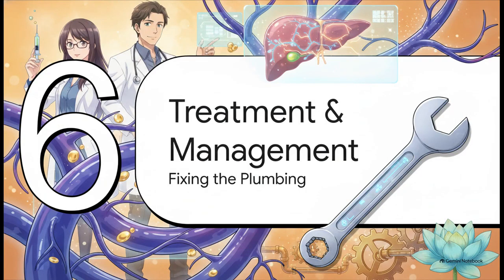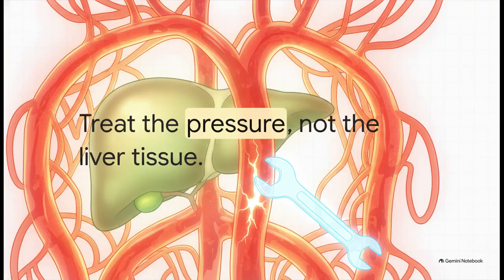Section 6, Treatment and Management, Fixing the Plumbing. All right, once we finally have our diagnosis, how on earth do we manage this unique condition? Here is the absolute crucial takeaway. Treat the pressure, not the liver tissue. Remember, in PSVD, the liver is actually maintaining its synthetic function just fine. It's producing proteins, it's filtering. The immediate mortal danger to the patient isn't liver failure, it's the plumbing. It's the sheer risk of those swollen varices bursting and causing a catastrophic bleed.